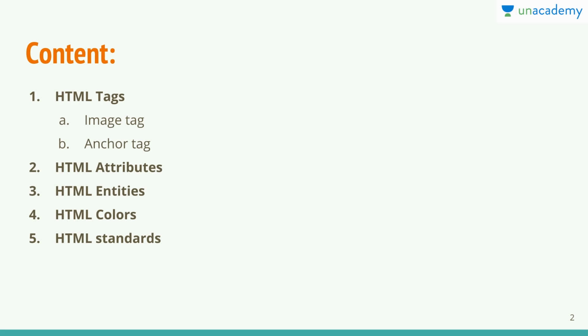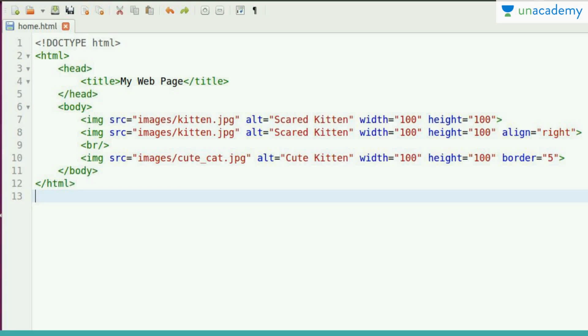So now before starting with the image tag, you have to do some settings. Wherever your HTML file is created, in that folder or at that location, create another folder named images and put your image there, whatever image you want to put. Now every time when you want to insert an image, we will refer to that folder and that file name. So for example, this is our code.